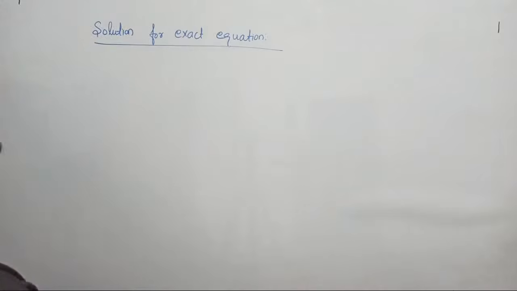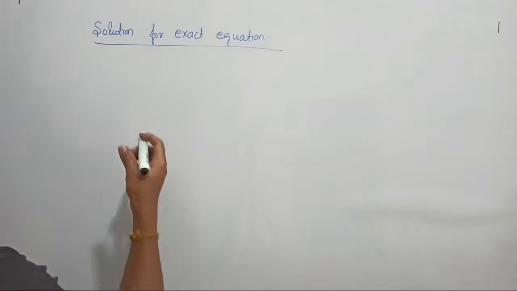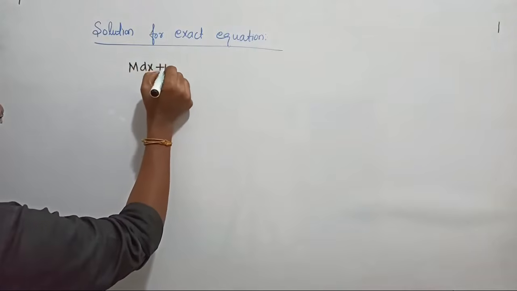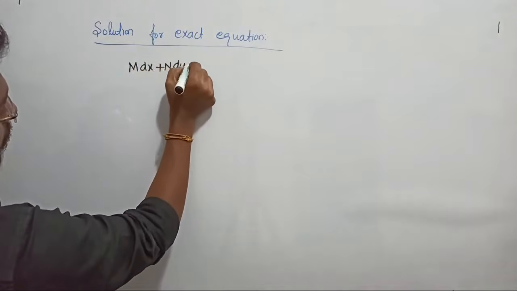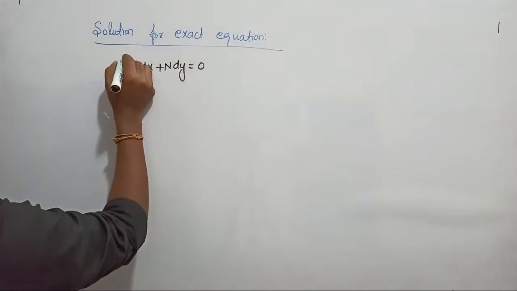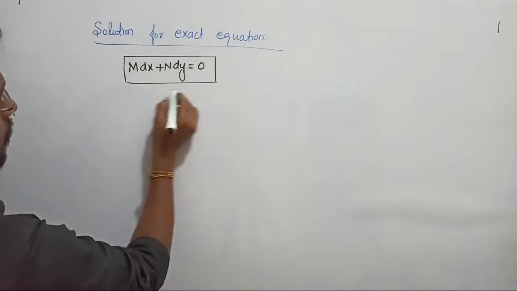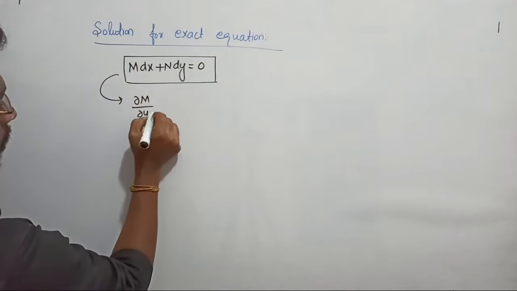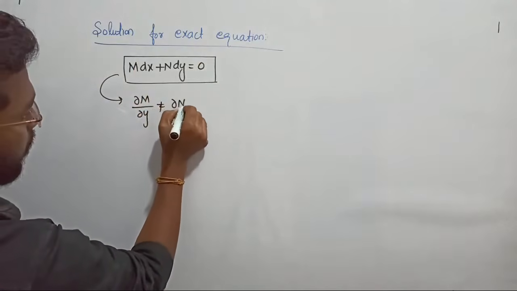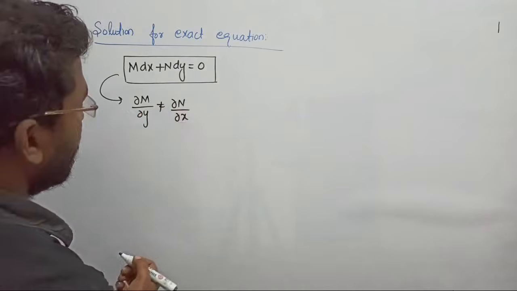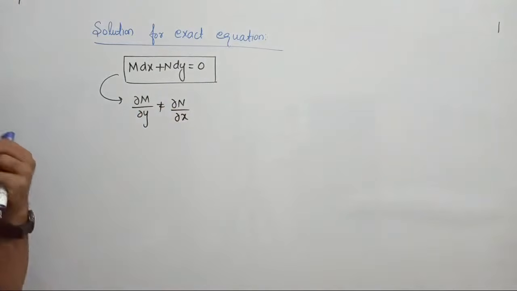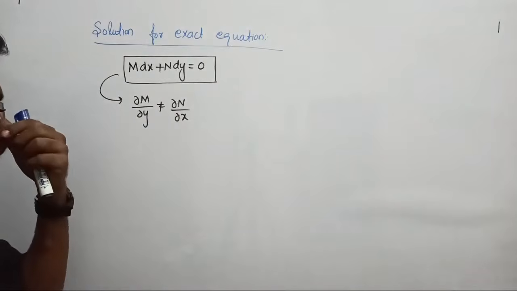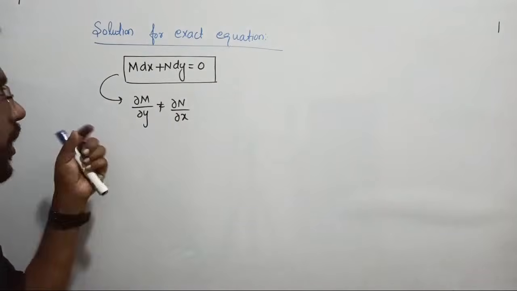Okay, fine. See there, suppose the question is given in the form m dx plus n dy equal to 0. Yes, in the formula the equation is there. But dou m by dou y is not equal to dou n by dou x. It is a failed condition. If it is not equal, then how can I bring the solution for the equation?